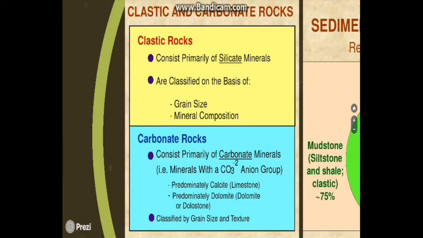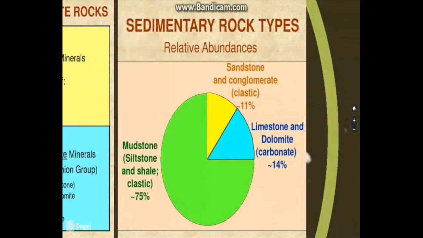Carbonate rocks. Clastic rocks consist primarily of silicate minerals and are classified on the basis of grain size and mineral composition. Carbonate rocks consist primarily of carbonate minerals, predominantly calcite and dolomite, and classified by grain size and texture. Sedimentary rock types. There are 75% of clastic rocks like mudstone, siltstone and shale, 14% of carbonate rocks like limestone and dolomite, and 11% of sandstone and conglomerate clastic rocks.